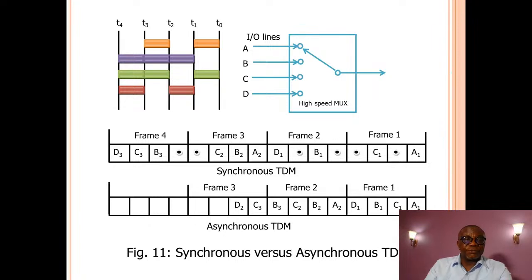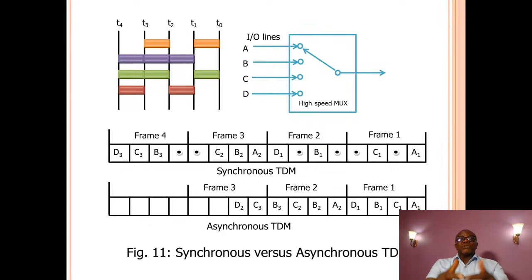D2. Sorry for that. In frame 4, it should be D2 because that is the second data it is seeing in D. So instead of that being D3 in frame 4, it is D2. Now, that is synchronous TDM.